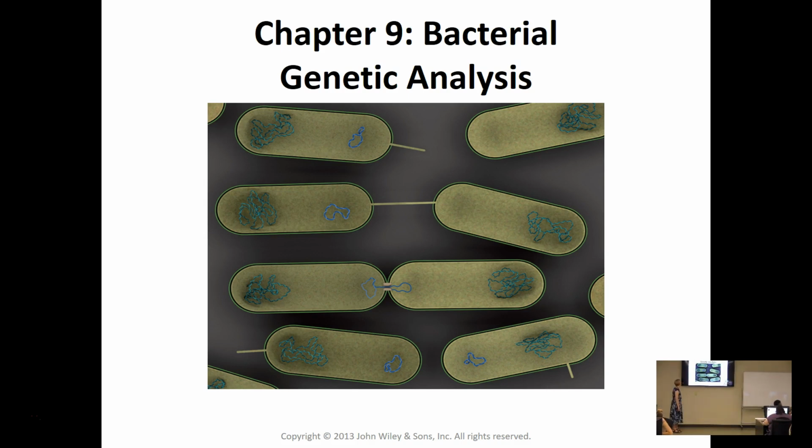Alright, so this is the opening picture to Chapter 9. For our genetics topic, we started out in Chapter 7 with the basics, right? And for the rest of it, we jump to Chapter 9, where we look at more genetic analysis. So in this picture, you have two bacteria. Can anyone tell me what this is representing in this cell?